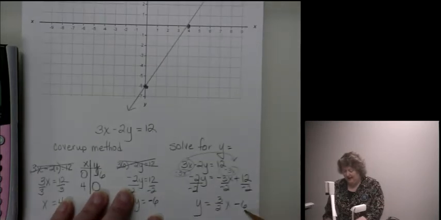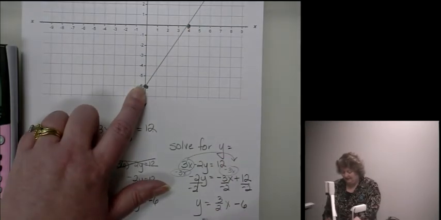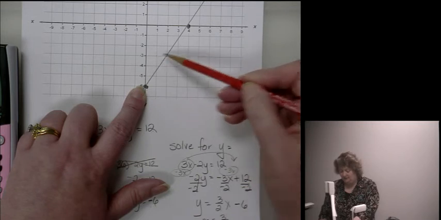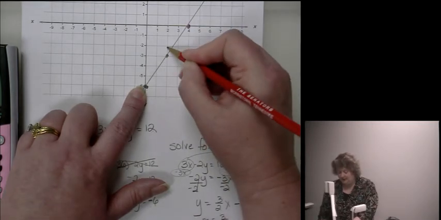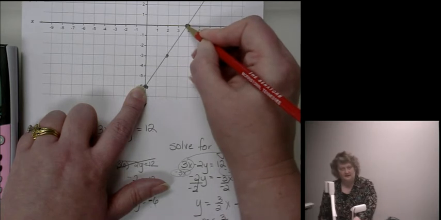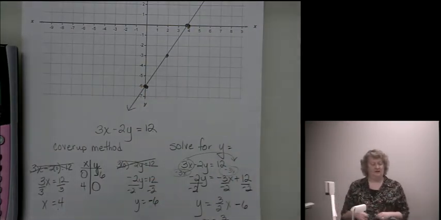Now to graph that, my y-intercept is negative 6, and my slope is 3 over 2. Up 3 over 2. Up 3 over 2. Notice I'm hitting those exact same points. So I get the same answer either way.